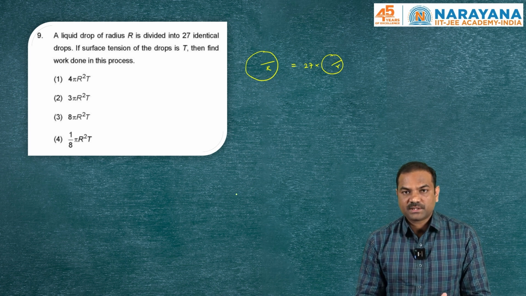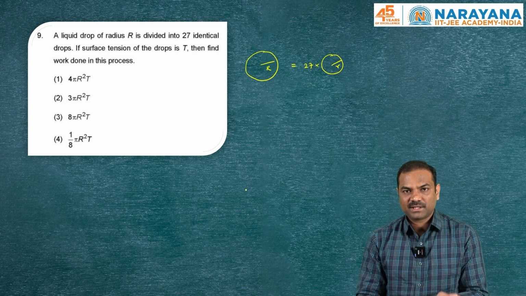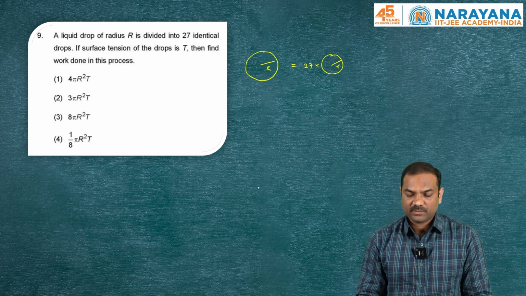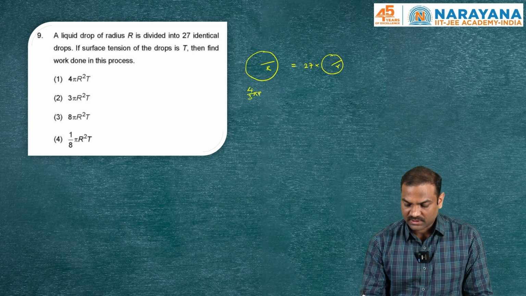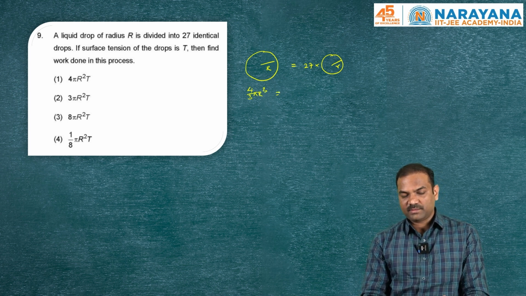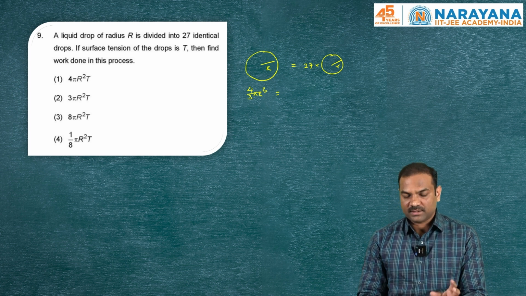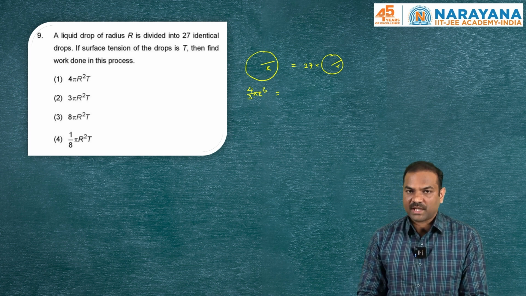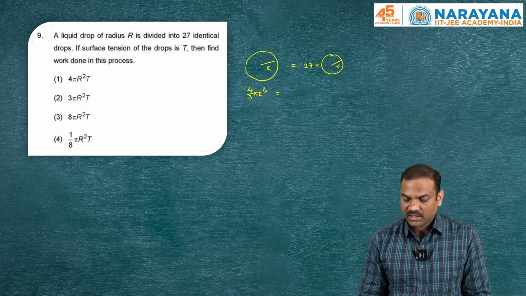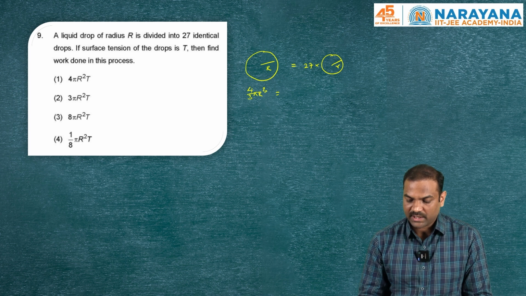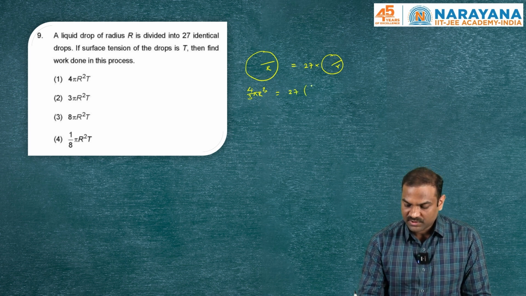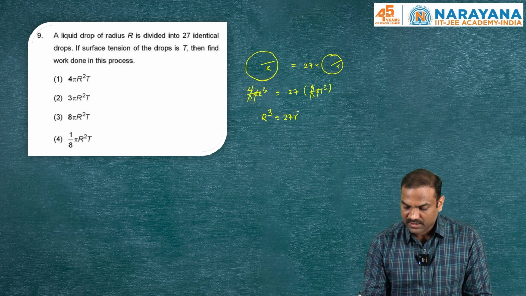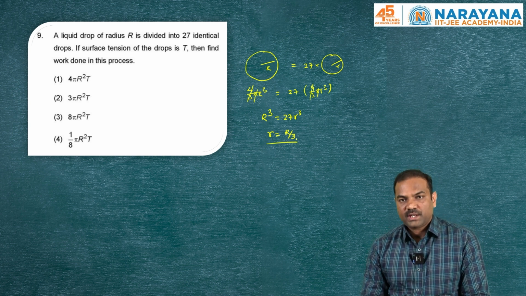So simply we can go for mass conservation, or else, as the liquid is the same, density is the same, we can go with volume conservation also. Technically, I don't use volume conservation personally, because it's not the prime factor for conservation. The prime thing is mass conservation. So 4 by 3 pi r cube, again density will cancel out, so that's why I'm not taking the density. Then 27 times 4 by 3 pi small r cube. Then 4 by 3 pi cancels out. Then R cube is going to be 27 r cube, then the r value is going to be R by 3. So the new radius will be R by 3.